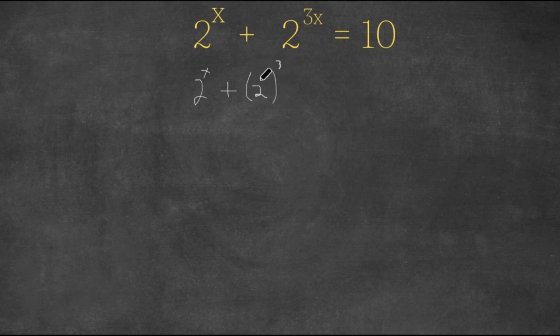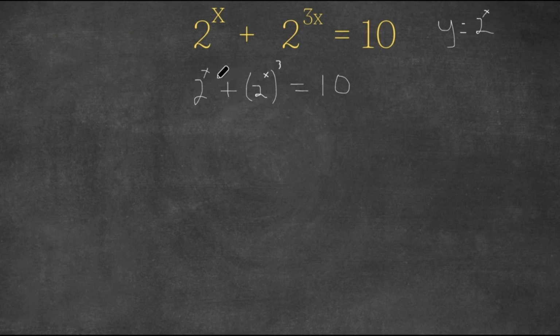Because remember, when we have something like this, this is equal to x times 3. We multiply the exponents, so we're simply reversing that. And this equals 10. And now, since we have 2 to the power of x's, we're going to set 2 to the power of x equal to the variable y. So y equals 2 to the power of x.